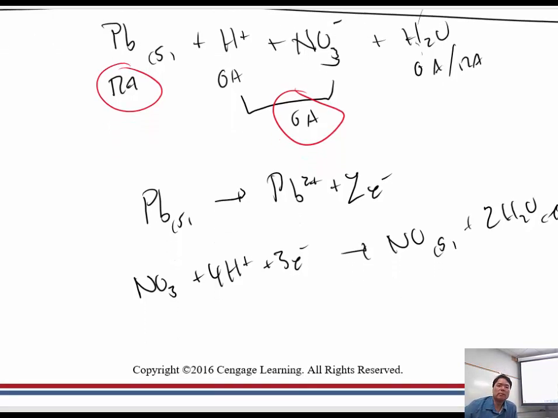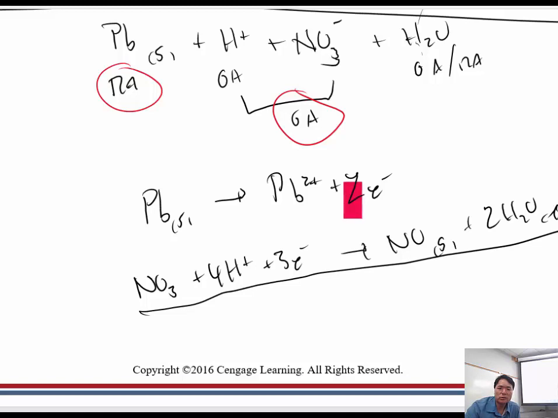And then I'm going to combine these two. However, I have to make sure the electrons work out. The first one has 2 electrons here, and the second one has 3 electrons here. So I'm going to multiply the first one by 3 and the second one by 2.